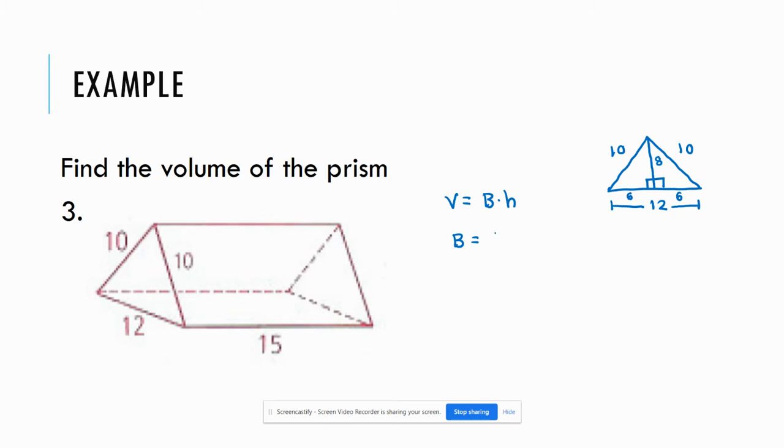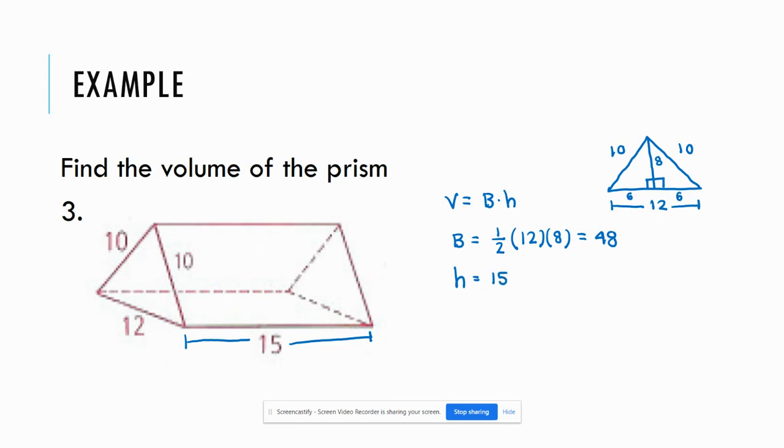So then to find the area of our base, we're taking 1/2 times 12, because that's the full bottom of that triangle, times 8. Well, half of 12 is 6. 6 times 8 is 48. So that would be the area of our base. Now I just need the height of the prism. Once again, the height is going to be the distance between those two triangles. That turns out to be 15.